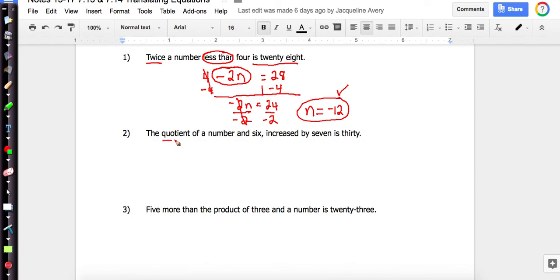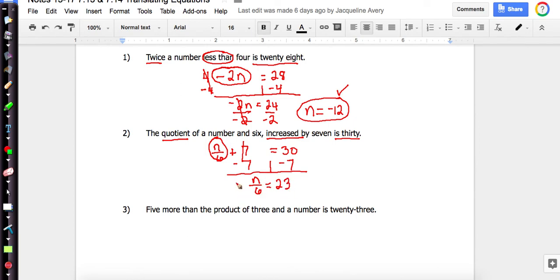Okay, the quotient of a number and 6 increased by 7 is 30. So we're going to write the equals part first, equals 30. The quotient of a number and 6 is n over 6. Increased by means add, so increased by 7. Okay, circle the variable and draw the t. The opposite of adding 7 is subtracting 7. What happens to the 7s? Cancel. So we have n over 6 equals 30 minus 7 is 23.